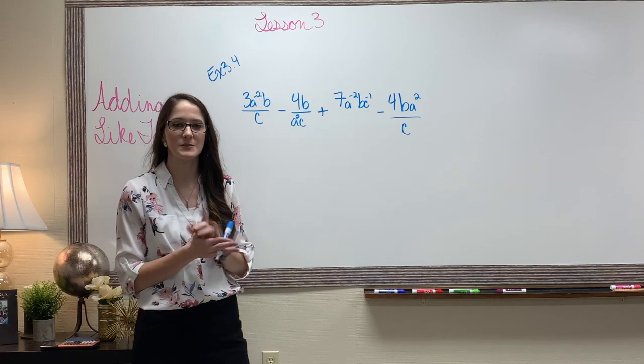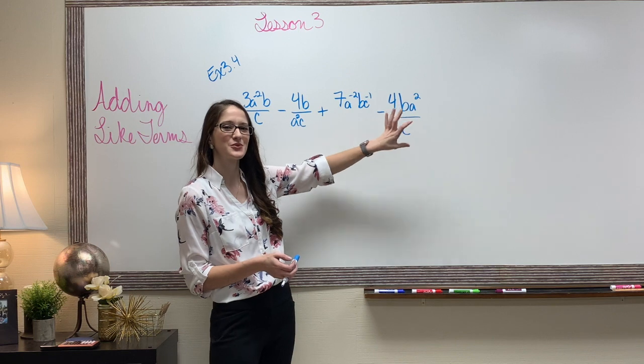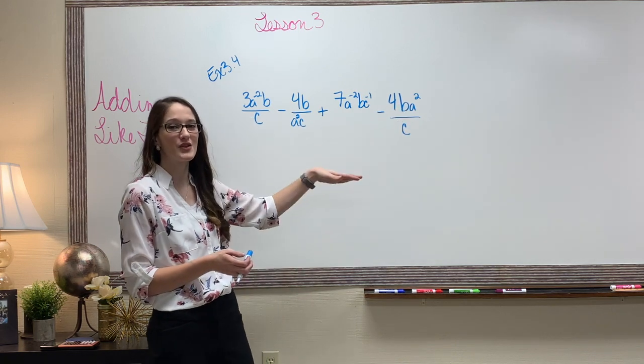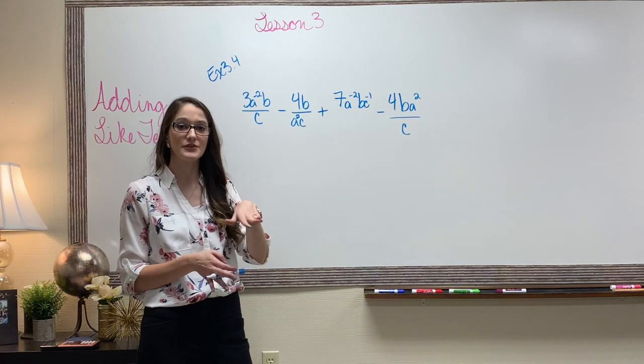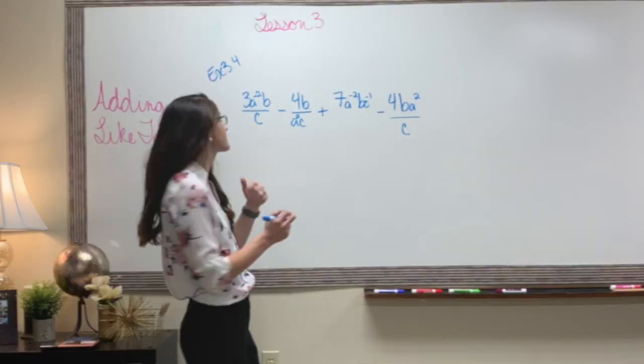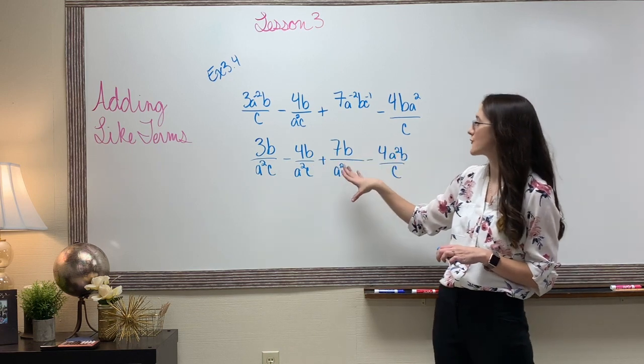Okay, so this next example is a little bit more involved because we have numerator and denominator going on. We have negative exponents. So really, before we try to add any like terms here, we need to simplify this and get them all looking the same. I find the easiest way to look at that is to get all of your exponents positive. So let's do that.